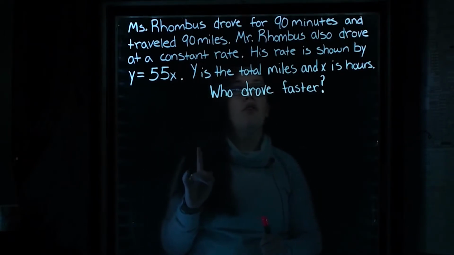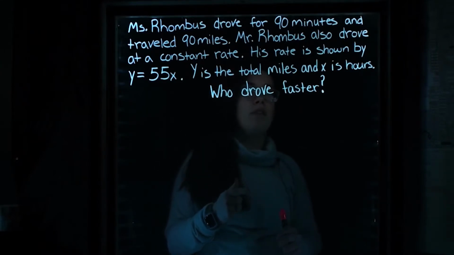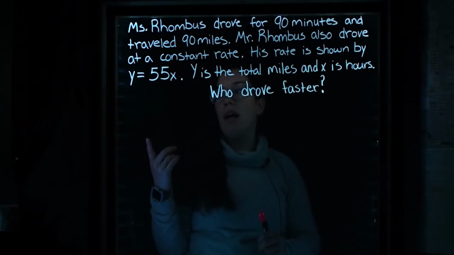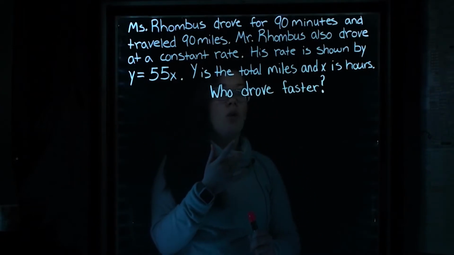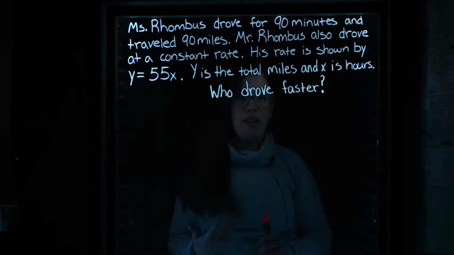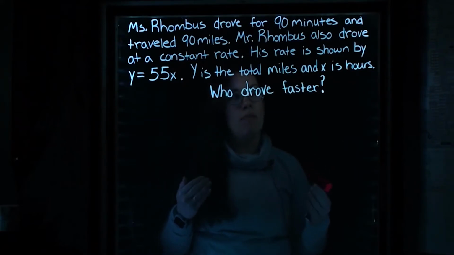Miss Rhombus drove for 90 minutes and traveled 90 miles. Mr. Rhombus also drove at a constant rate. His rate is shown by y equals 55x. Y is the total miles and x is hours. Who drove faster? Now we can't compare something if they're not in the same units.